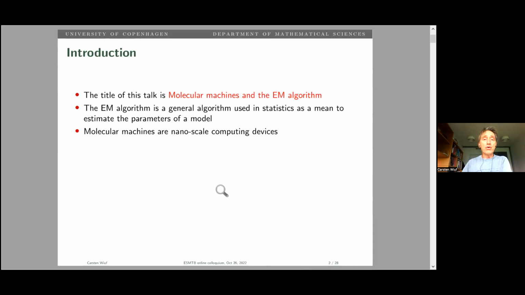So the title of the talk is Molecular Machines and the EM algorithm. The EM algorithm is a general algorithm that is used in statistics as a means to estimate parameters of a model. And molecular machines are nanoscale computing devices. I will introduce both of them later. This is just a brief headline.